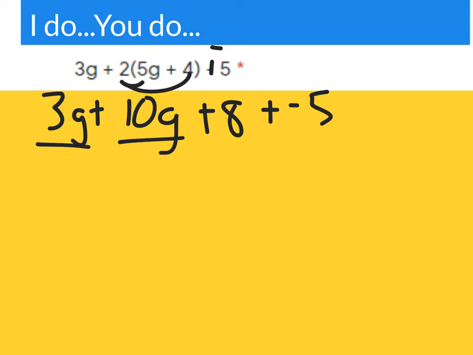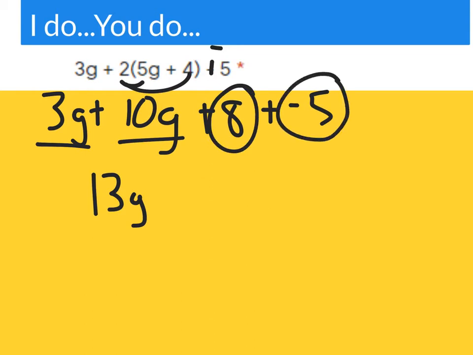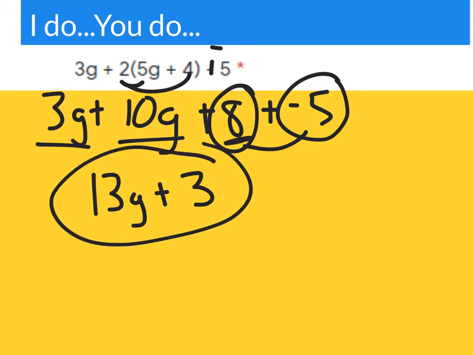G's match G's, so I can add and use that same sign since they're all positive. No constants match, or no variable matches no variable because they're constants. So I add, well, they have different signs, so I actually subtract their absolute values and use the sign of the larger. So the positives win it by 3, and we get 13G plus 3. Remember, the 13 is the coefficient because it's what the variable is multiplied by. The 3 is what we call a constant.